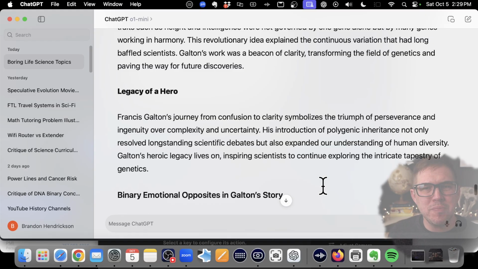I feel like we haven't heard this story. We could prompt it and ask it for this story. Symbolizes the triumph of perseverance and ingenuity over complexity and uncertainty. His introduction of polygenetic inheritance, we should look up that word, not only resolved long-standing scientific debates, but also expanded our understanding of human diversity. Galton's heroic legacy lives on, although he said some controversial things about diversity. Although some really great things too, inspiring scientists to continue exploring the intricate tapestry of genetics.